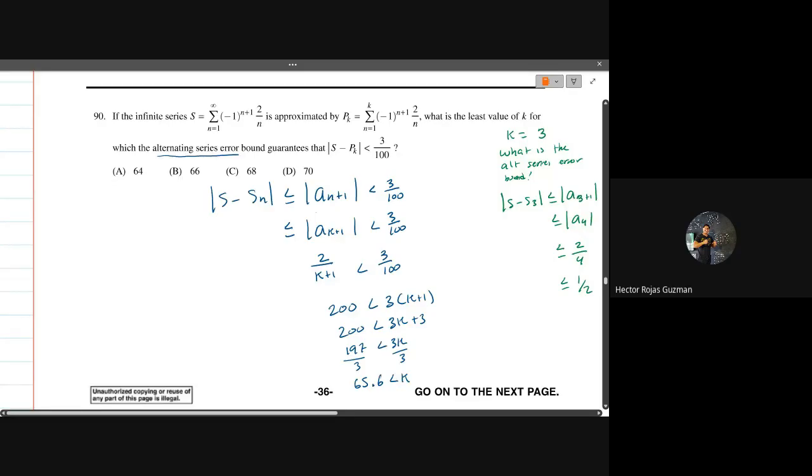So clearly 65 is not going to cut it. So we have to go up, right? We have to go to the next whole term. So 66.